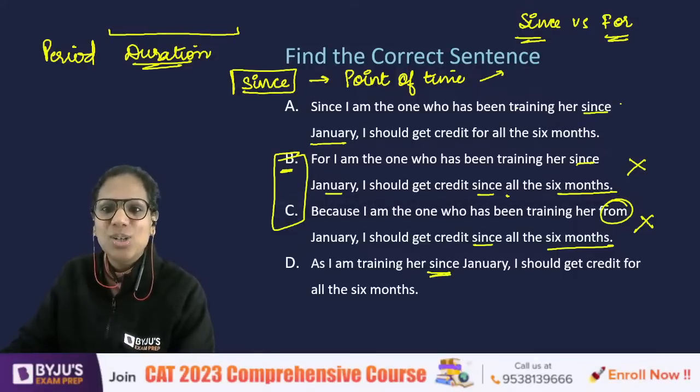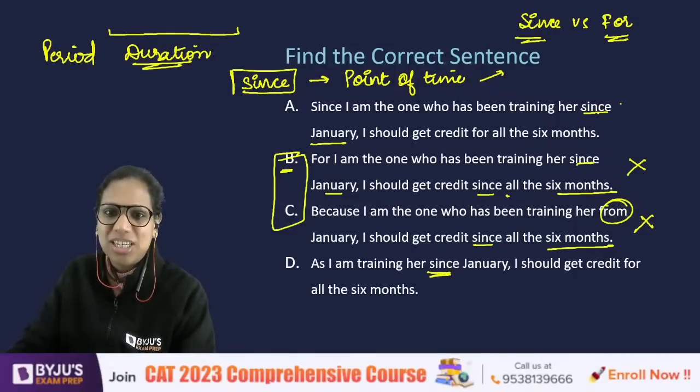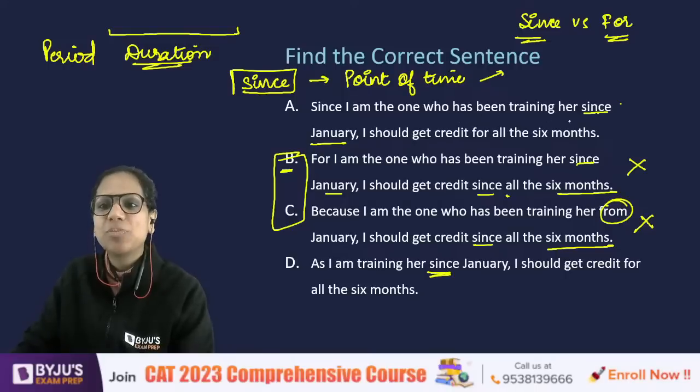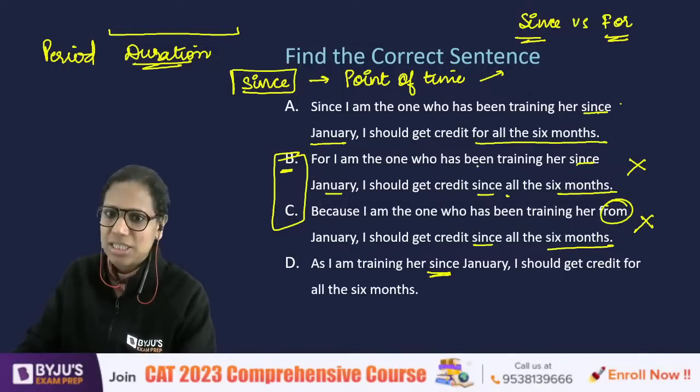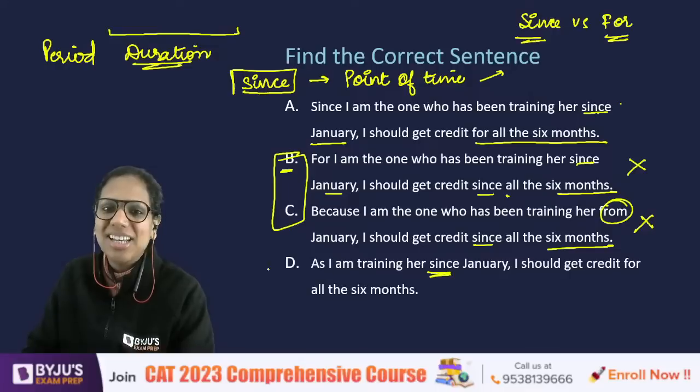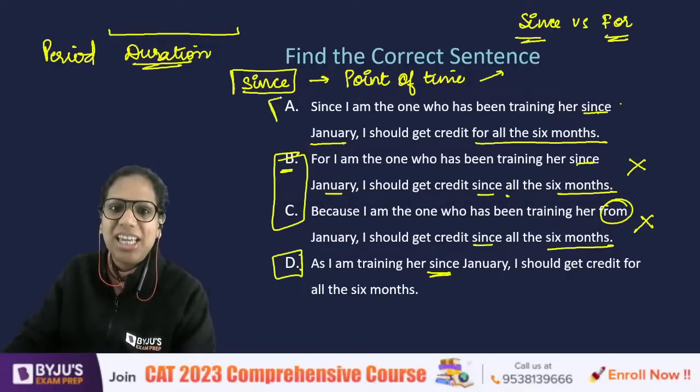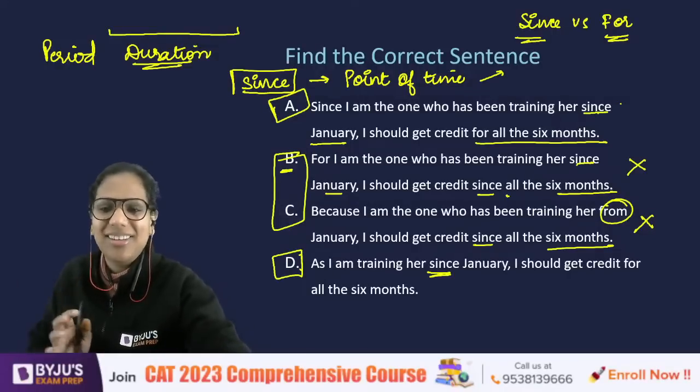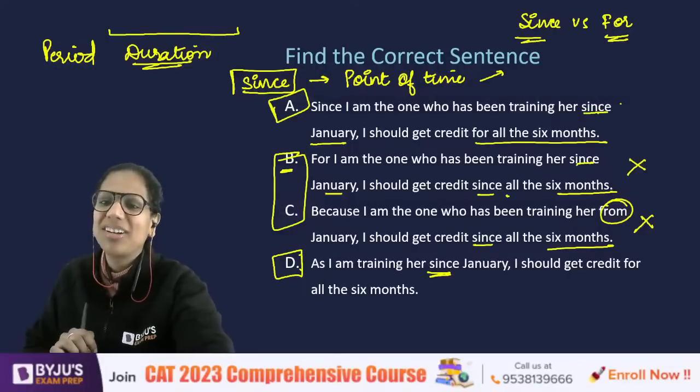So this also seems correct. Since I am the one who has been training her since January, I should get credit for all the 6 months. Now, the error between A and D. What is the error? There is an error in D. Those who mark D.